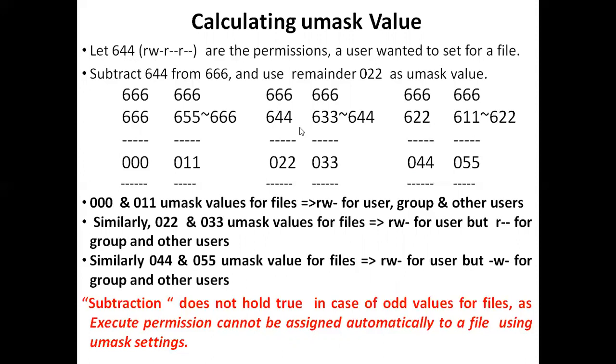This happens only in case of file permissions. Similarly, 622 and 611 are treated similarly. It means if we are using 044 or 055 as the umask value, then we are getting this set of values to be used as default permissions. Why this? Because files cannot have execute permissions by default. So subtraction does not hold true in case of odd values for files.